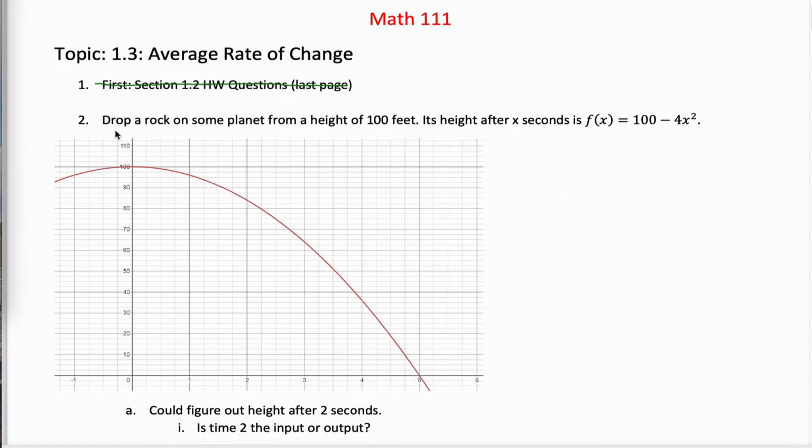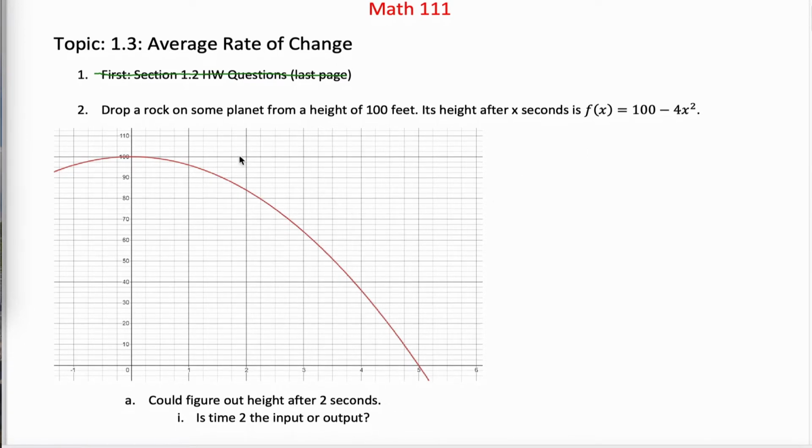So the idea is we're going to drop a rock on some planet, and I say on some planet because if it's on Earth, then gravity works at a certain rate, and somebody will nitpick that technically it wouldn't follow this equation, and blah, blah, blah. We're on some other alien planet, I guess, and we're dropping a rock from a height of 100 feet. And we're keeping track of its height after some amount x seconds. And this function supposedly models the height of this rock.